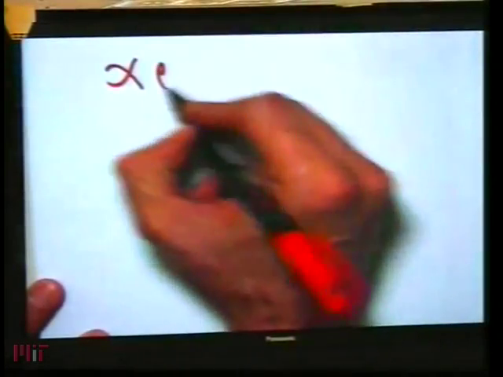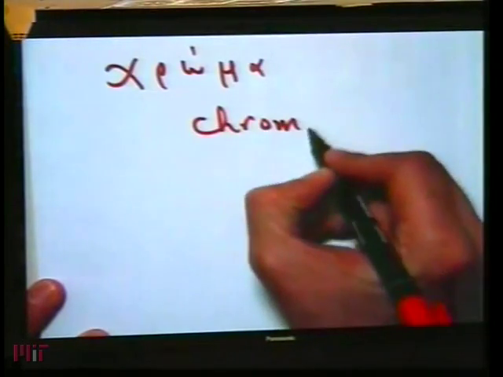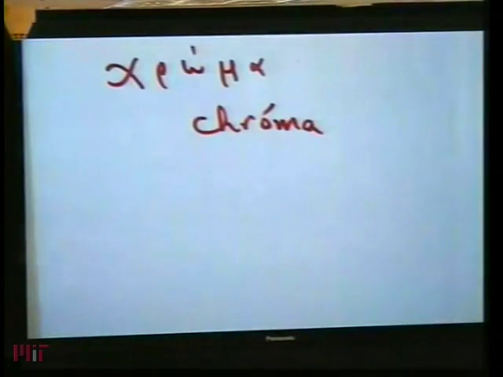So chroma, in Latin it would be spelled chroma with the accent here. It means color in Greek.